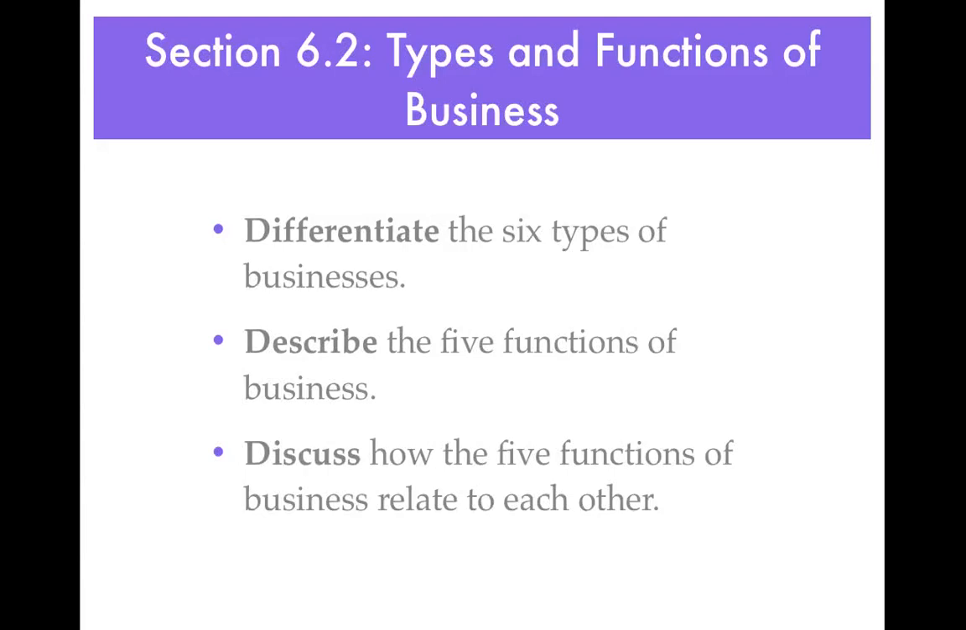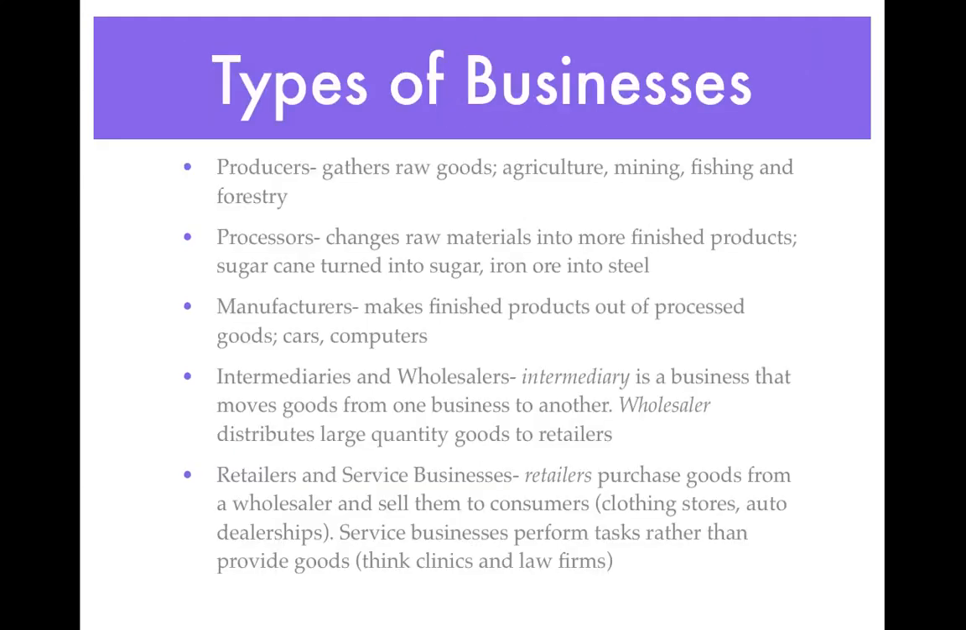So our objectives for this section are to differentiate between the 6 types of businesses, describe the 5 functions of business, and discuss how the 5 functions of business relate to each other. So first, let's talk about the types of businesses. So again, there are 6 of them in here, although they're kind of smushed together.